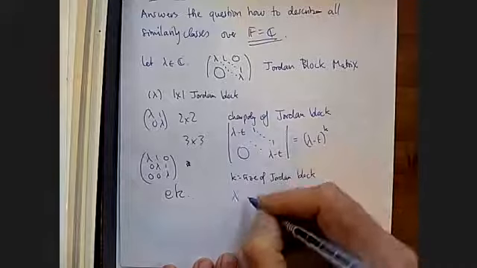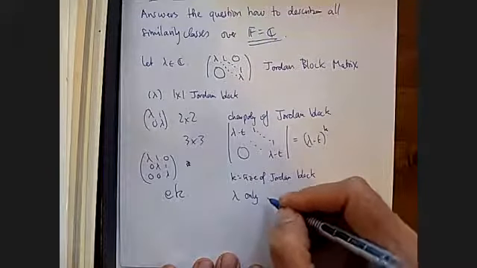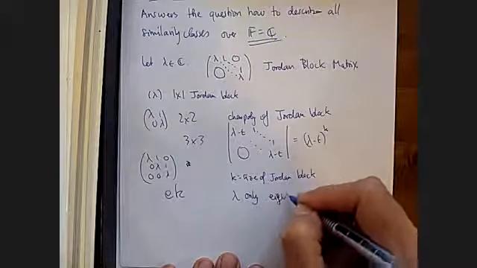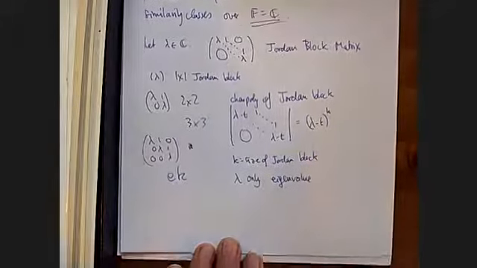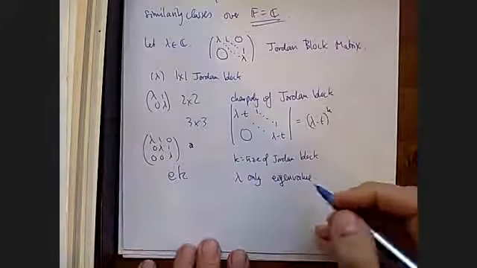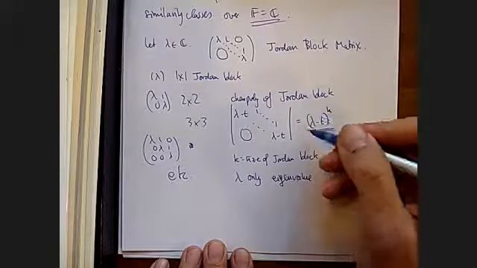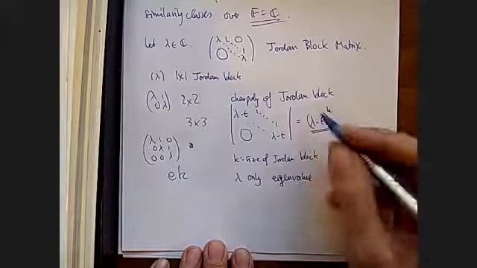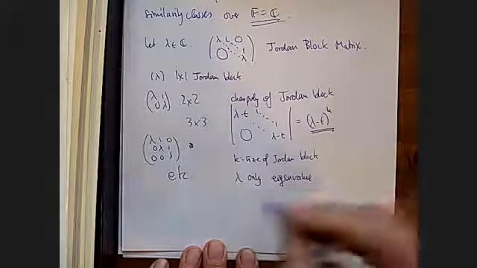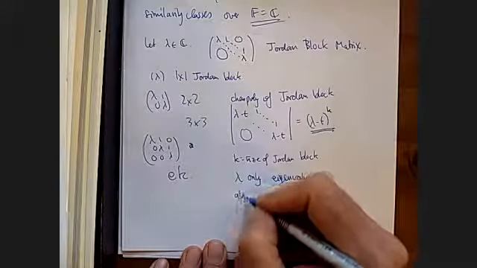So lambda is the only eigenvalue. So there's only one eigenvalue. And of course, we see from the characteristic polynomial that this has algebraic multiplicity k.